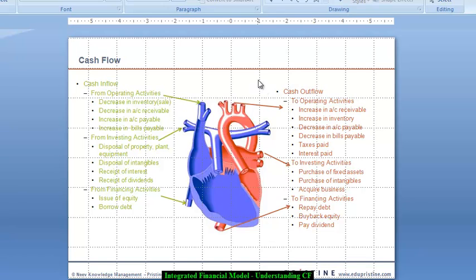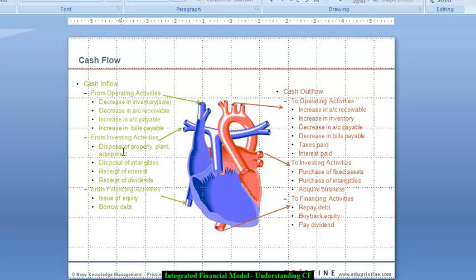So just to summarize, cash is like the blood of the company. Without cash, no company can survive. So I have to categorize my cash. I am categorizing it in the form of operating activities, investing activities, and financing activities. Operating activities is how the business is doing.